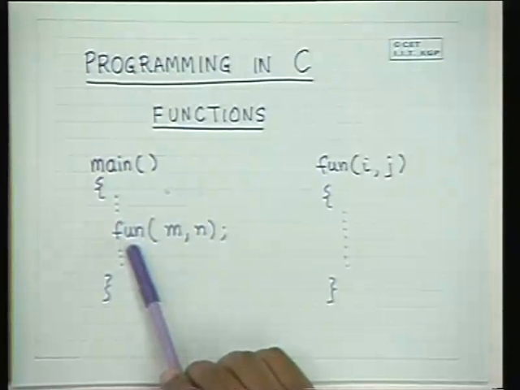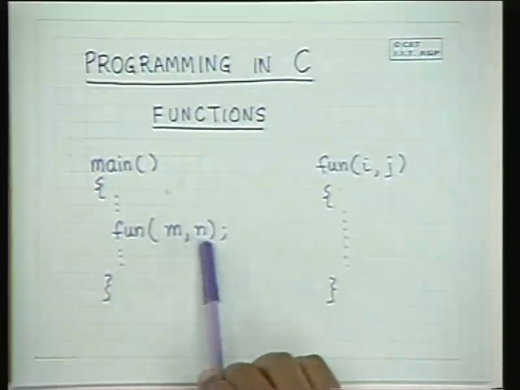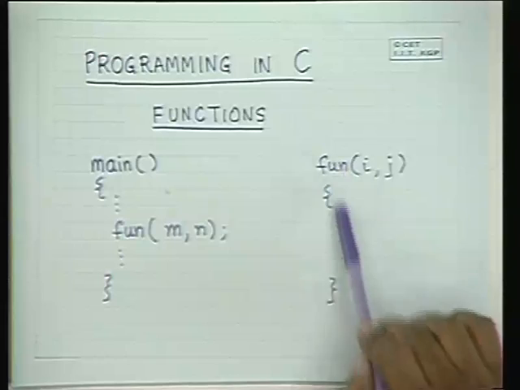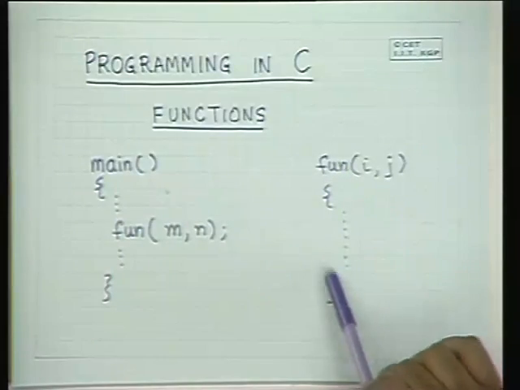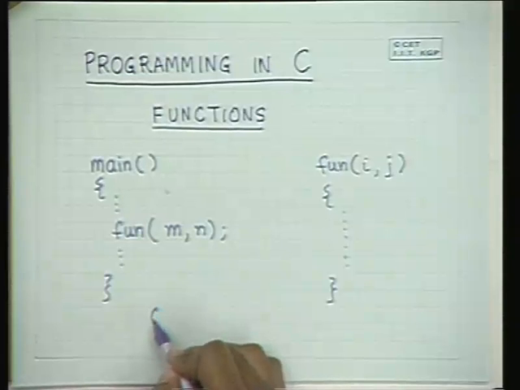There is no difference between a subroutine and a function in C. Everything is a function, and you have the actual arguments of the function and the formal parameters in the function declaration. And as we mentioned previously, the calling is call by value.